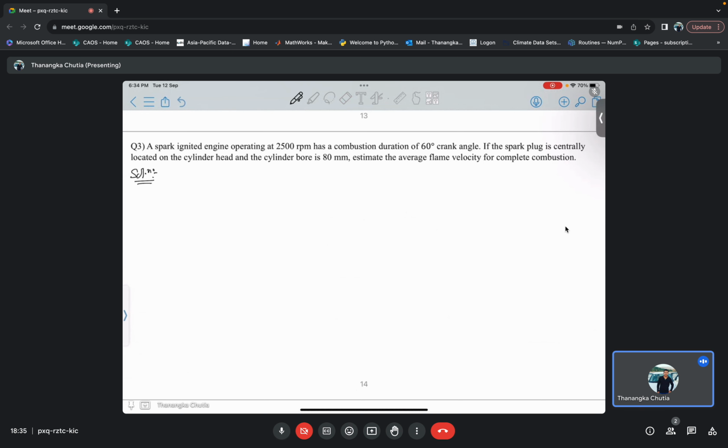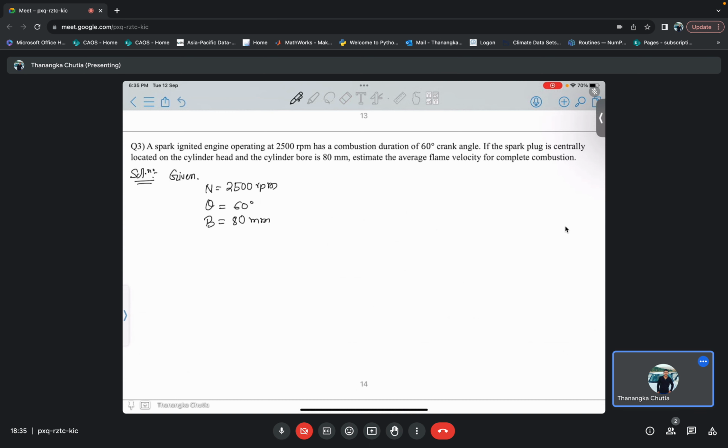So given N is equal to 2500 rpm. Theta, that is your crank angle, is given as 60 degree. And bore diameter is given to you as 80 mm. And the spark plug is located centrally on the cylinder head itself, so there is no offset there. So you have to estimate the flame velocity.